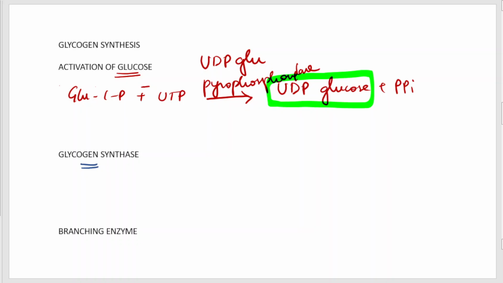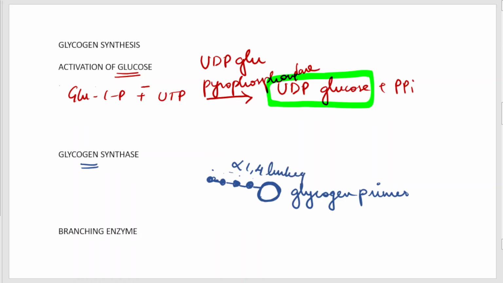In the glycogen synthase reaction, what happens? I have told you all of the glucose residues will be attached to the glycogenin, which is nothing but the glycogen primer. So you need a primer for the formation of glycogen. Into this glycogen primer, all of your glucose residues, that is the activated UDP glucose, will be attached in linear fashion. In the linear fashion, what is the linkage? It is the alpha 1,4 glycosidic linkages. These linkages are formed between the glucose residues.